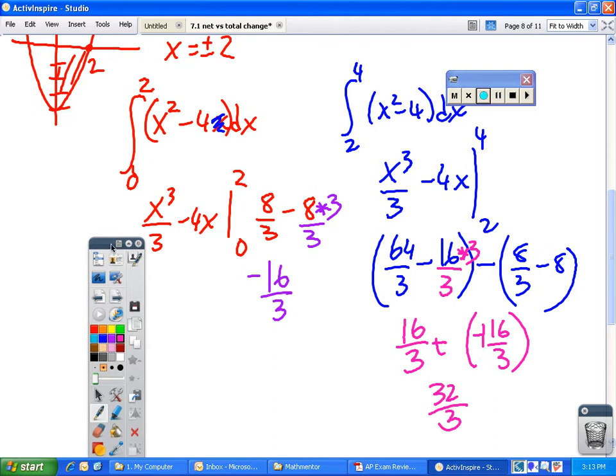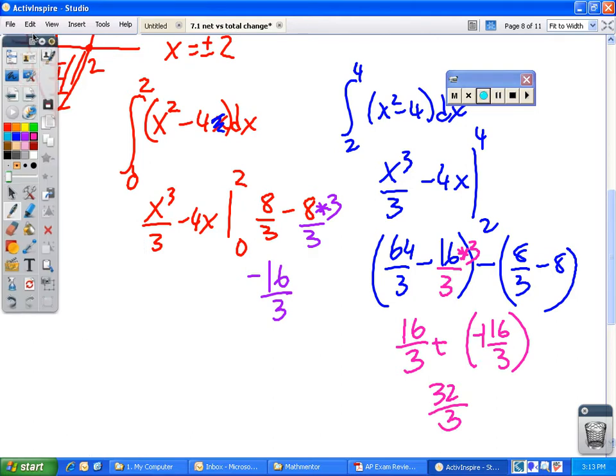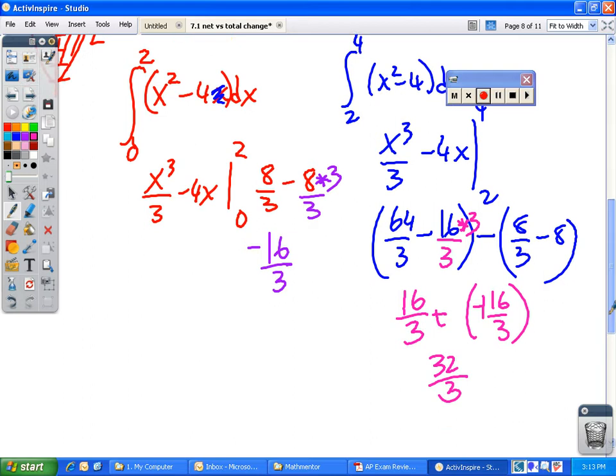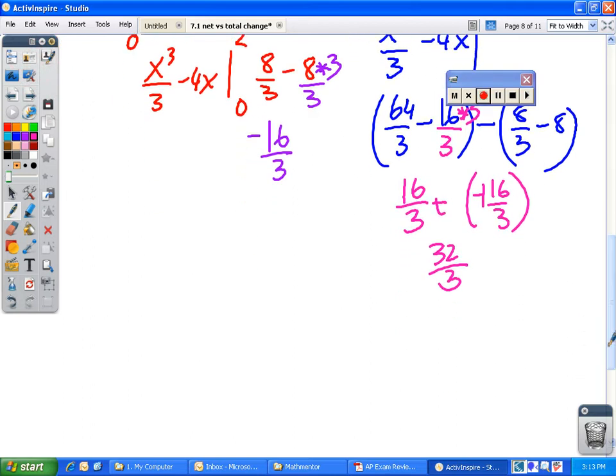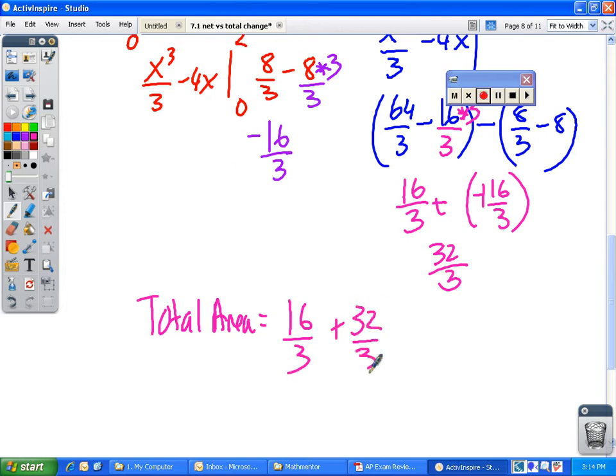So for my total area, and feel free at any point in time if you need to pause this, rewind, that's totally fine. My total area, not the net area, but the total area, is going to be 16/3 from below the x-axis plus another 32/3 from above the x-axis, which turns into 48/3 total. And that's kind of the topic that we're going to be exploring. Okay, let me just do a couple more examples that will pertain more towards your homework.